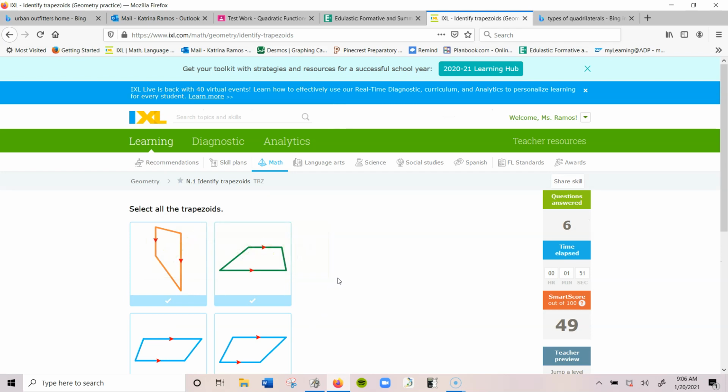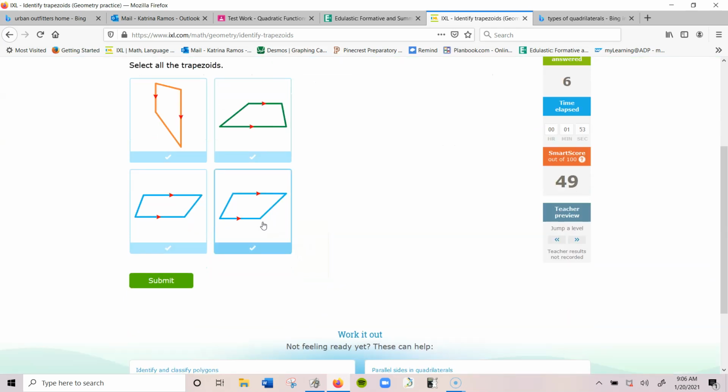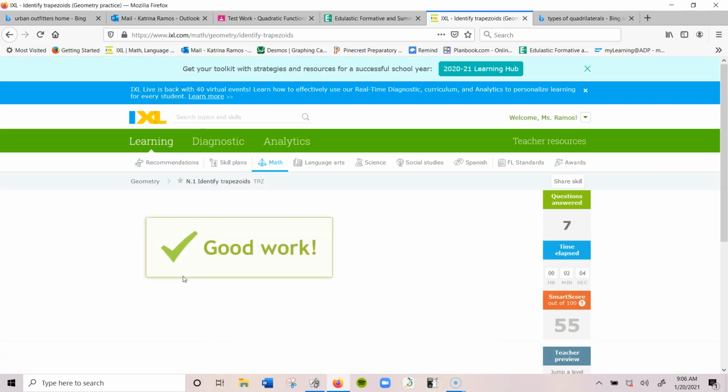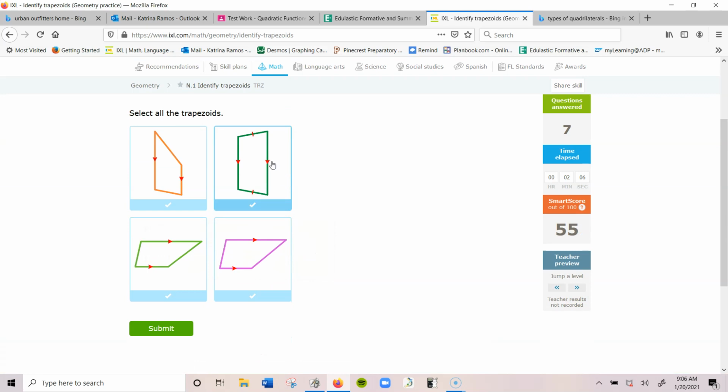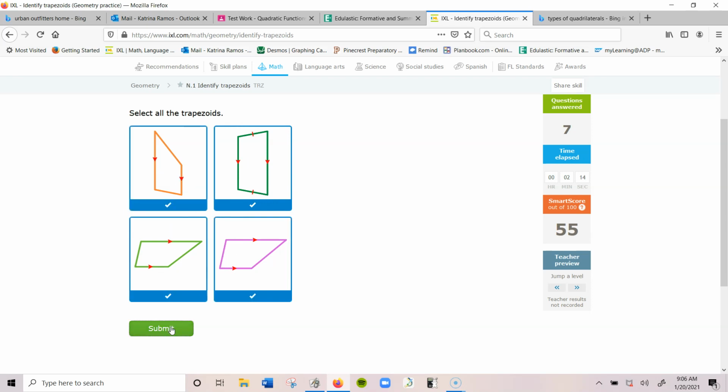So they try to trick you with some of those parallel sides, but you have to make sure that you have 4. So these are all quadrilaterals, all of which have parallel opposite sides. So all of these are considered trapezoids. Here, 4 sides, opposite sides are parallel. So yes, yes, yes, and yes.